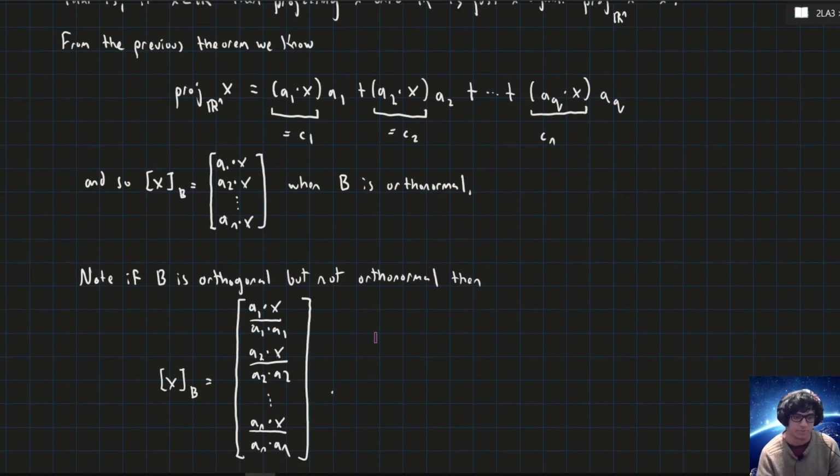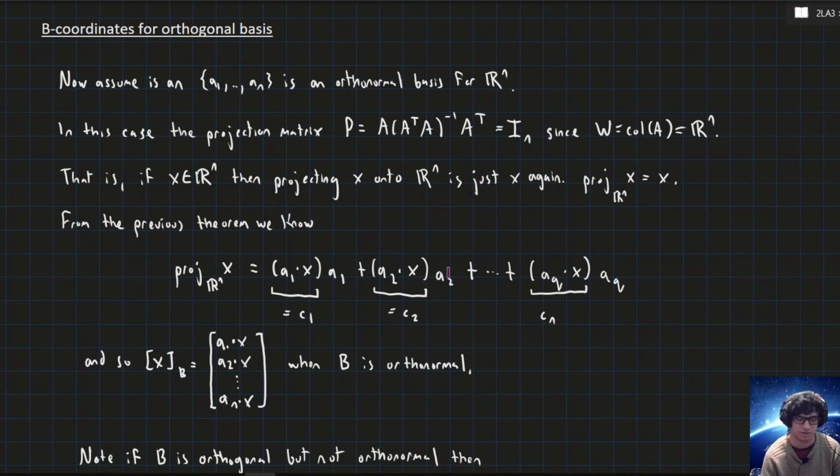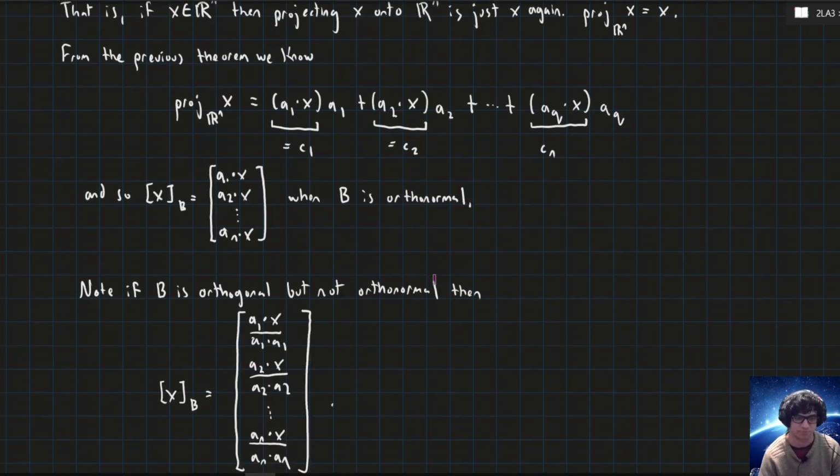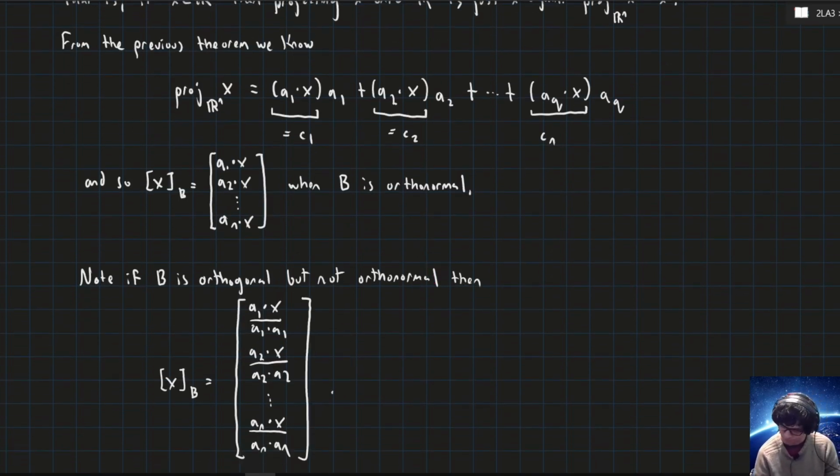Okay, and as a side note, if B is just orthogonal but not orthonormal, then we still get a good simplification. It just looks like this instead. And you can verify this with the previous section.